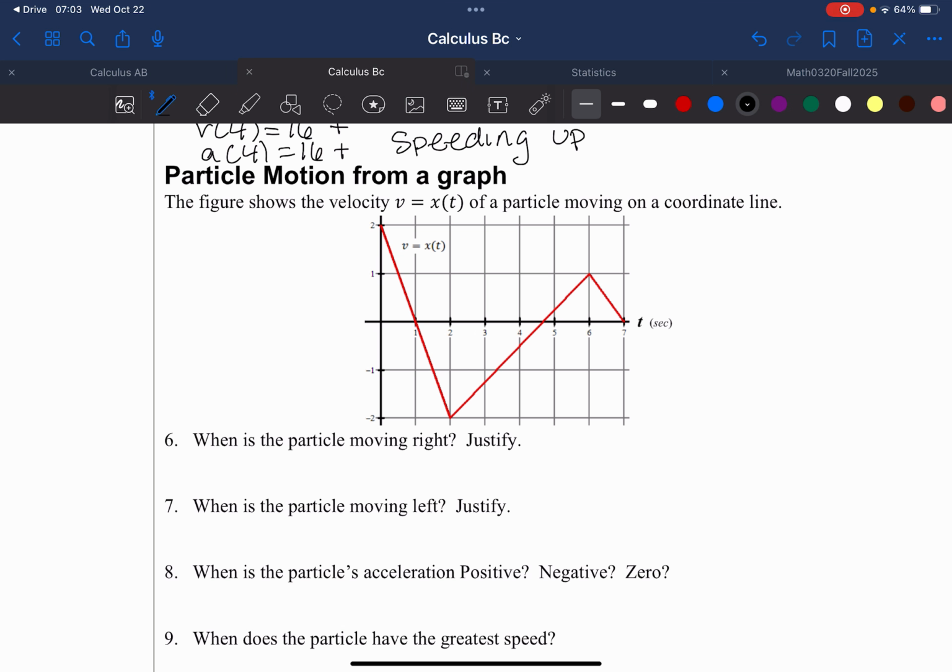So we know the particle is moving to the right when v of t is greater than 0. So when v of t is positive, it's moving to the right at these values here. That is all the values where v of t is positive, greater than 0. So in the first one, we know that this is going to be 0 to 1, because that's this part right here, 0 to 1.